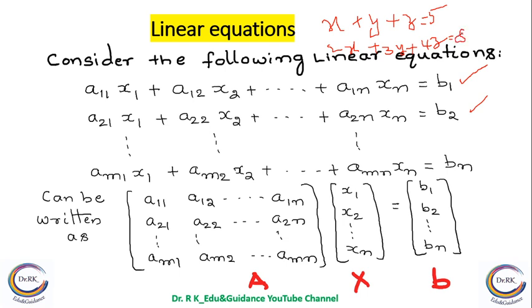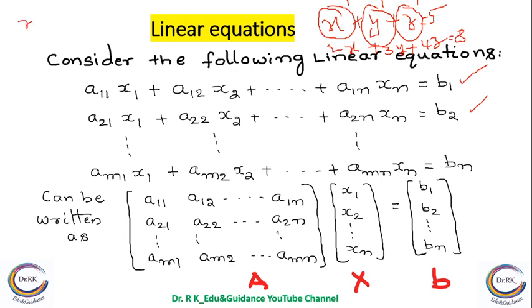Why are they called linear equations? This is very essential to understand. If you see this term, it has x whose power is 1. Here we have the variable y whose power is 1, and z whose power is 1. So this is called a linear equation.